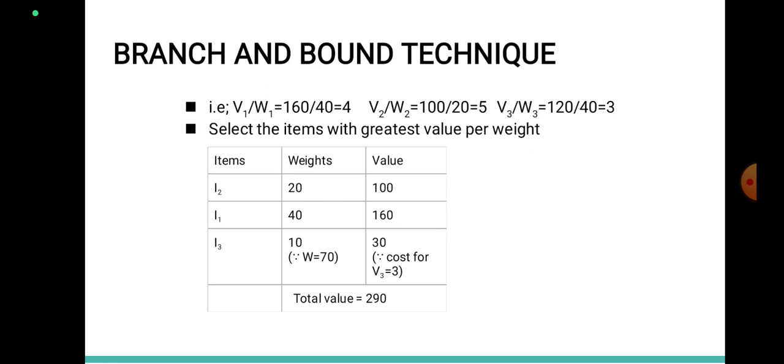Also we were given that the cost for item 3 is 3. Here the weight is 10 and the cost is 3, so definitely the value will become 30. Now we can calculate the total value, that is 100 plus 160 plus 30, that is 290.